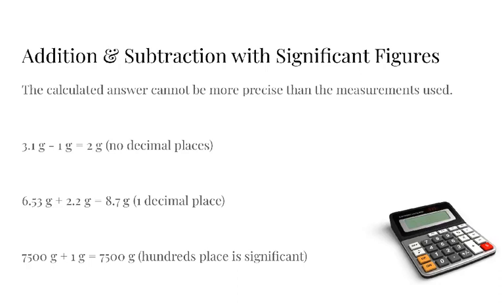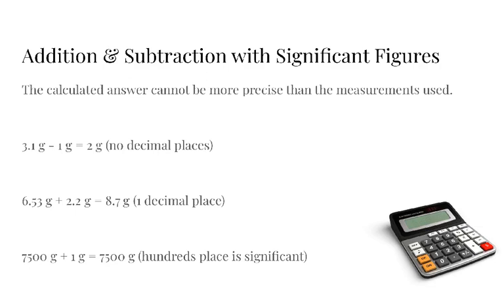In this video, I'll explain how to do addition and subtraction with significant figures, as well as multiplication and division. The big idea here is that the calculated answer can't be more precise than the measurements that go into the calculation. For example, if we subtract a measurement that's 1 gram from a measurement that's 3.1 grams, our answer can only be as precise as the measurement that was 1 gram.